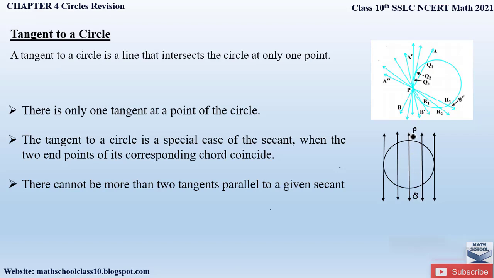Okay, so we have a secant here, PQ. For this secant PQ, you can observe that only two tangents can be parallel to any given secant. Again, this is a very important point. So these are some important points with respect to a tangent to a circle. Please make a note of all these points as well.